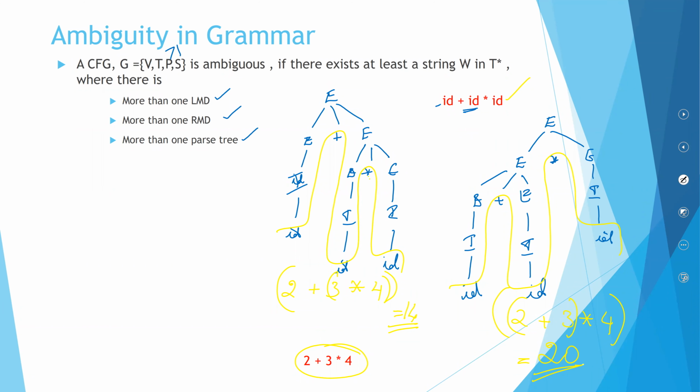If you are able to construct more than one tree, more than one LMD, or more than one RMD, you will have a mismatch. So that is why we always go for something called non-ambiguous grammar.